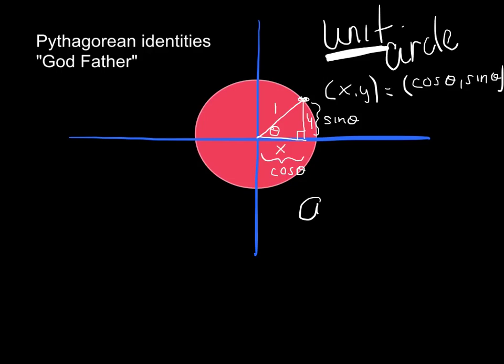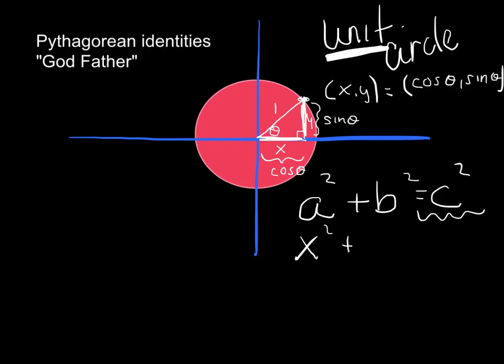So you'll recall the Pythagorean theorem is a squared plus b squared equals c squared. And the whole key is that your c must be the hypotenuse. So now let's apply that in this problem. My a is my x squared plus my y value squared. And in this case, my hypotenuse is always going to be 1 because it's the unit circle, and 1 squared, of course, is just 1.